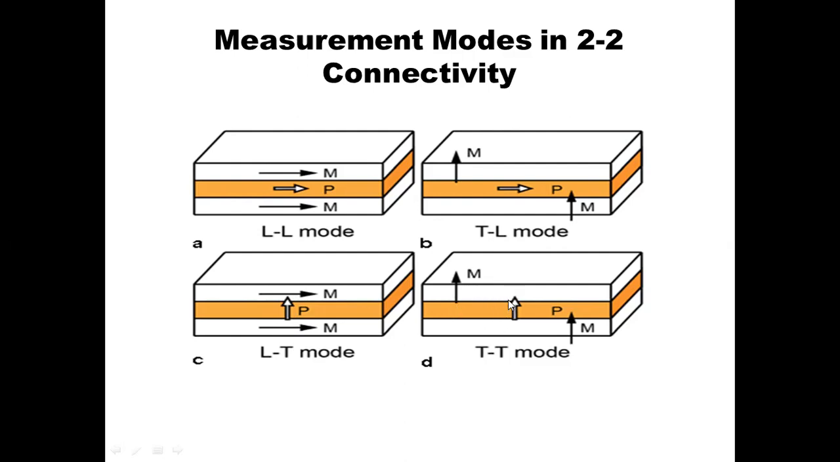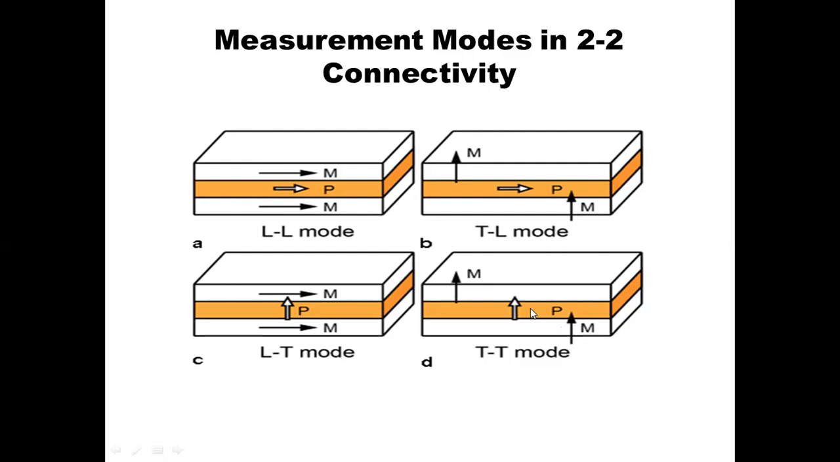And the last one is the transverse mode. It is also very clear in this diagram that the magnetization produced in the magnetic layers is along the transverse direction, because the magnetic field applied to these magnetic layers will be in a transverse direction, and because of that reason, the magnetization in this magnetic layer is in the transverse direction.